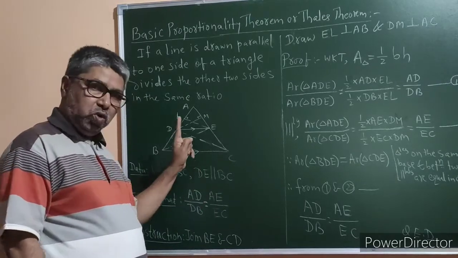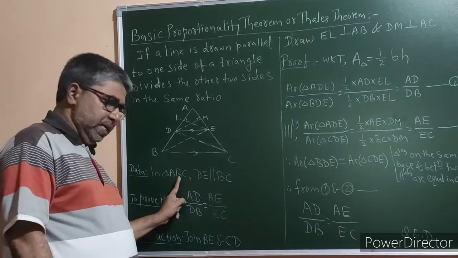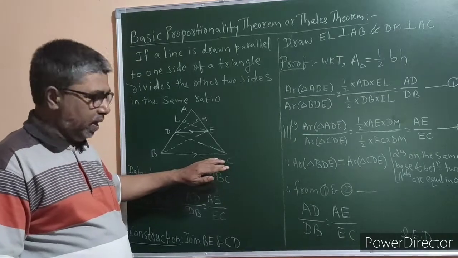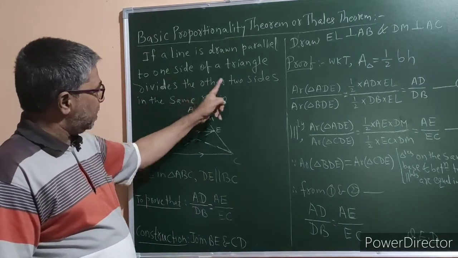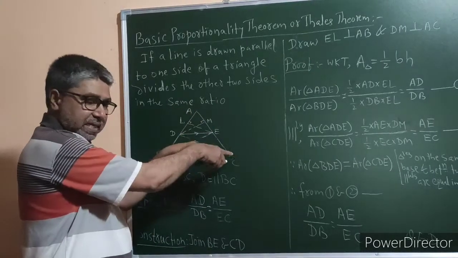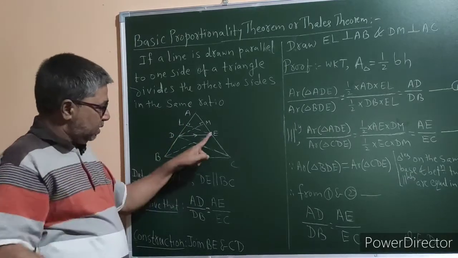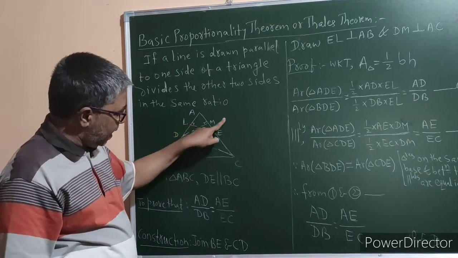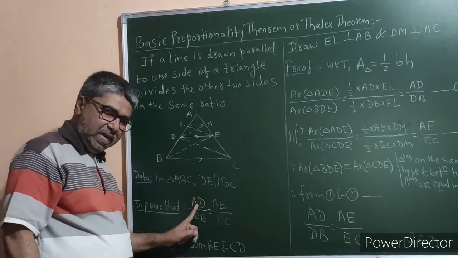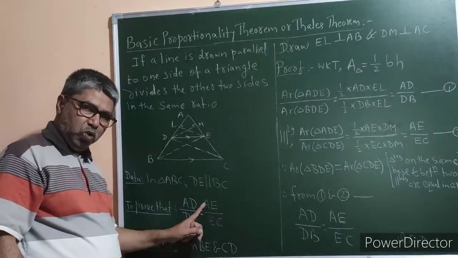You have to draw the figure, then DE is drawn parallel to BC. So in triangle ABC, DE is parallel to BC. This is data. Now the next half is divides the other two sides in the same ratio. The other two sides are AB and AC. D is dividing AB into two parts, AD and DB. E is dividing AC into two parts, AE and EC. So here to prove that AD upon DB is equal to AE upon EC. This is what is to be proved.